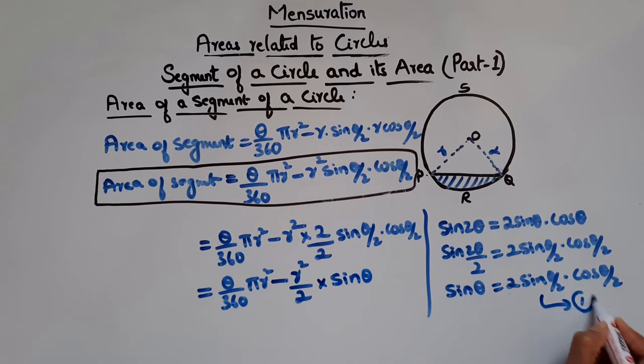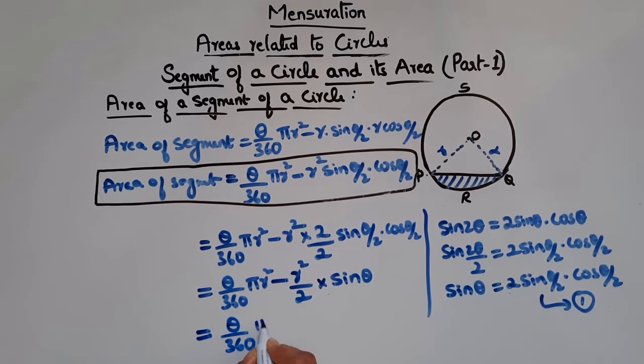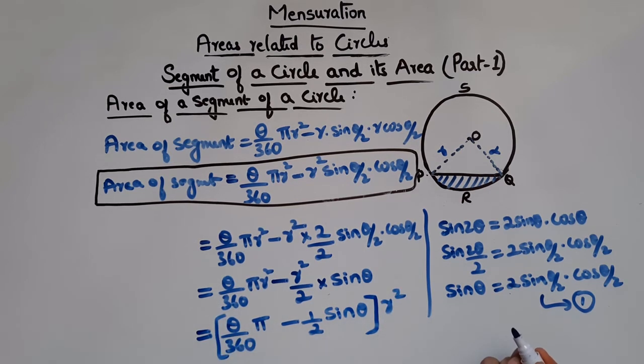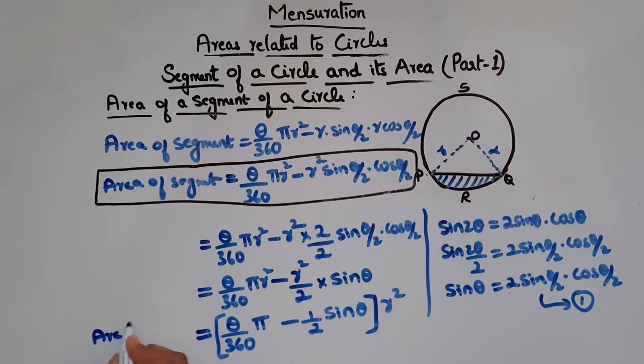Since from 1, right? Which is equal to, here r square is common, we will keep that outside. We are left with theta by 360 degree into pi minus half into sine theta, whole into r square, right? So therefore, area of the segment of the circle is given by theta by 360 into pi minus half into sine theta into r square.